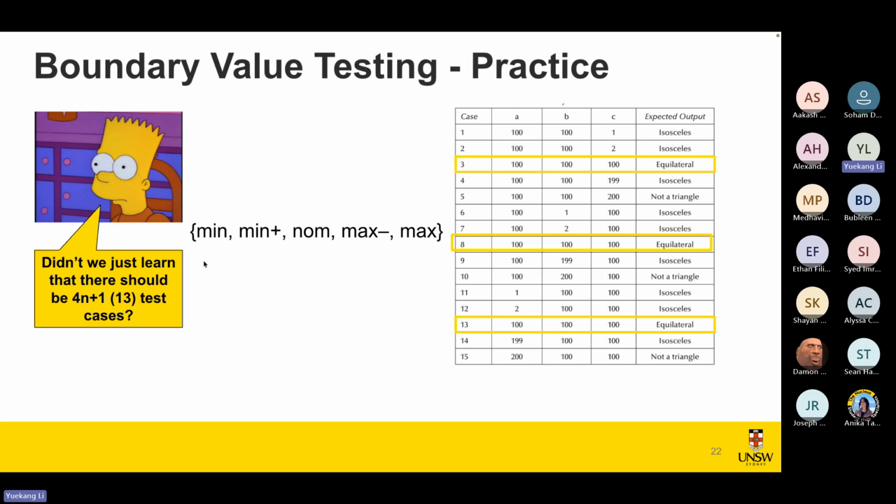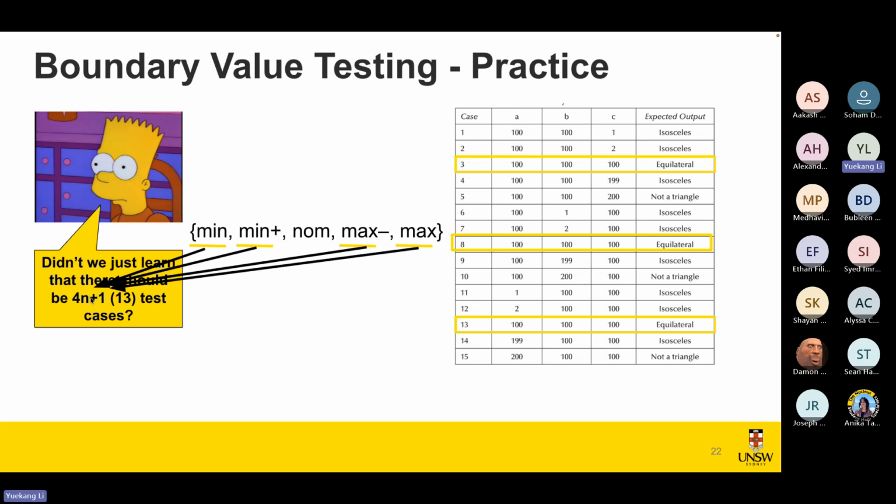And this can also help us answer why this is 4n plus 1. It's because we are fixing the value of all the other parameters and rotating the value of 1 parameter each time for these 4 values, right? For these 4 values.